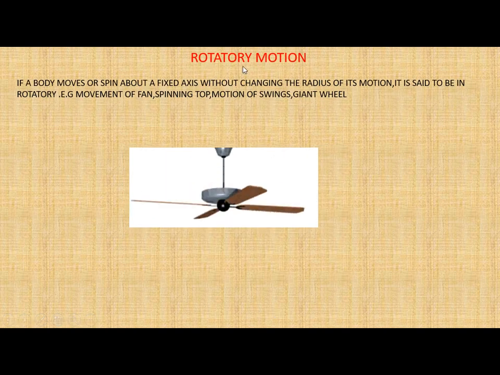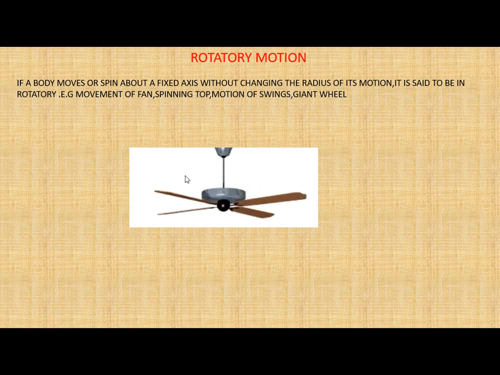The next is rotatory motion. If a body moves or spins about a fixed axis without changing the radius of its motion, it is said to be in rotatory motion. Examples: movement of a fan, a spinning top, or motion of swings. So here this fan is moving around its fixed axis, and this is an example of rotatory motion.